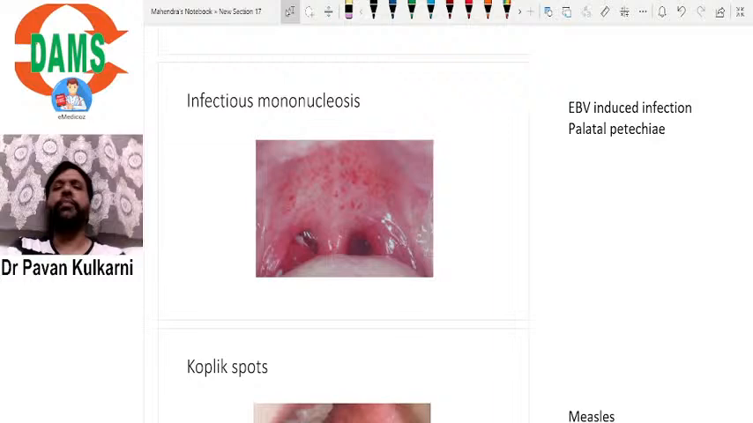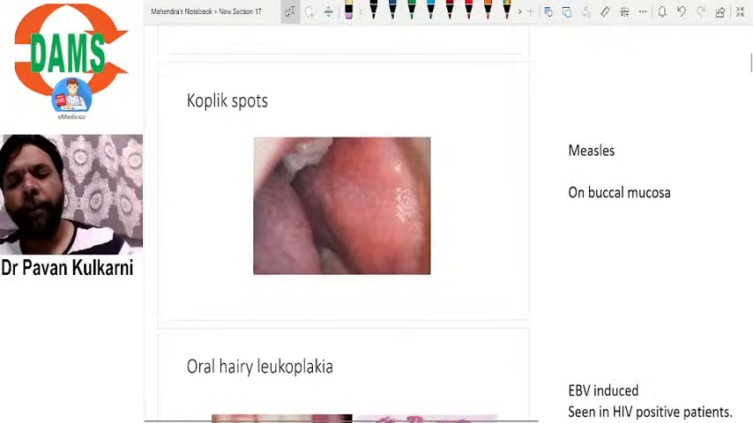So in these patients, typically this virus spreads through saliva. Okay, so the virus spreads through saliva, and the typical oral manifestation in these patients is palatal petechiae. Petechiae are nothing but pinpoint hemorrhagic areas. They are called petechiae. So these petechiae on the palate are considered to be characteristic for infectious mononucleosis.